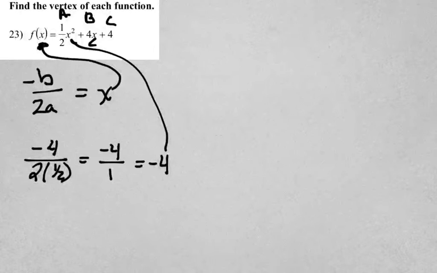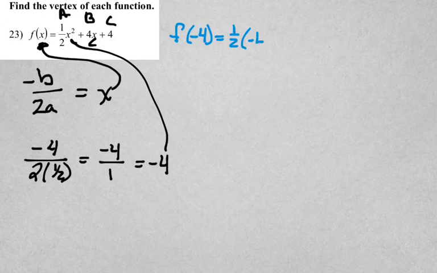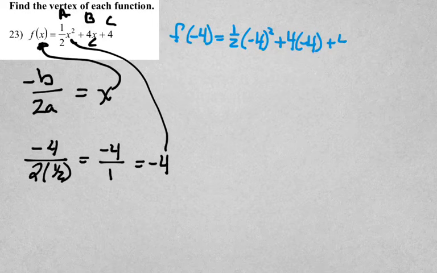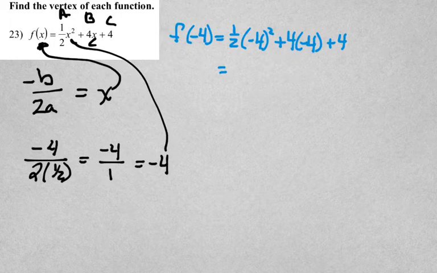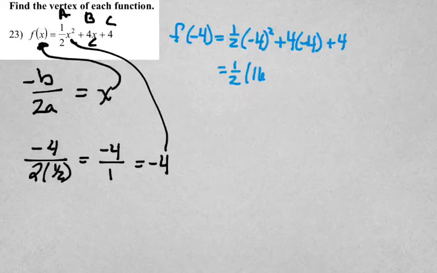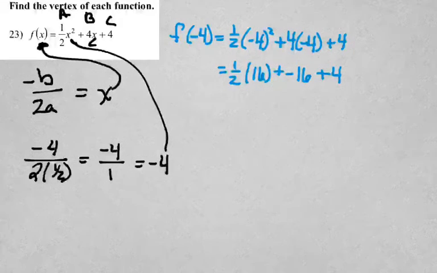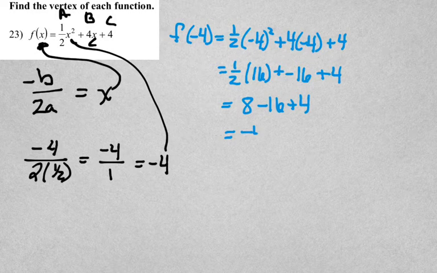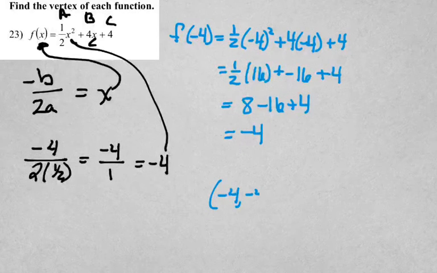And so f of negative 4, we have 1/2 times negative 4 squared plus 4 times negative 4 plus 4. 1/2 of 16 plus negative 16 plus 4. So 1/2 of 16 is 8. Minus 16 plus 4 gives me a negative 4. So my vertex is at negative 4, comma, negative 4.